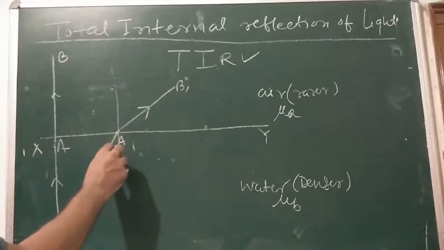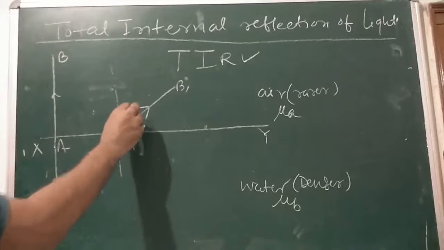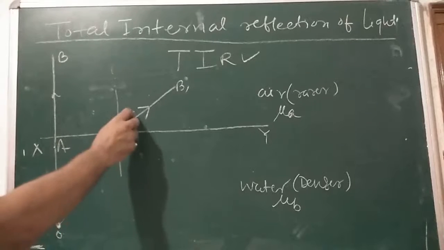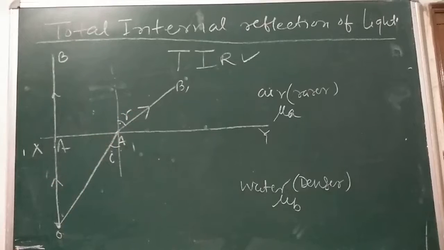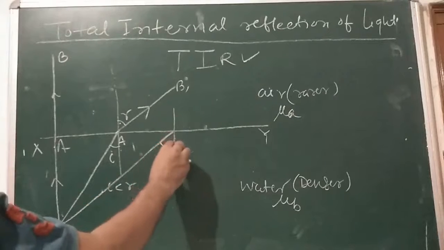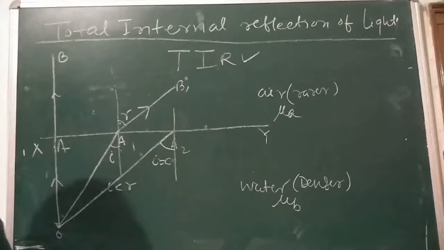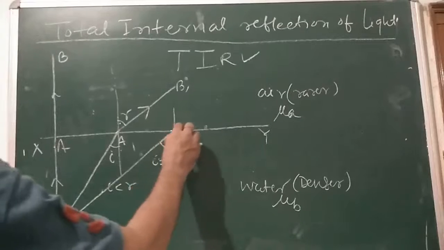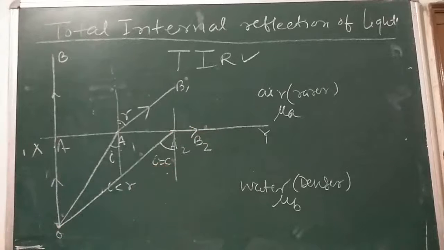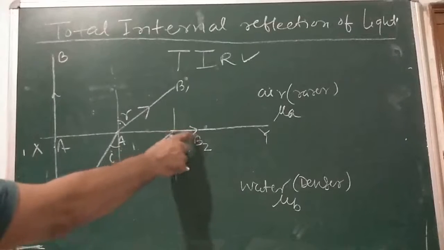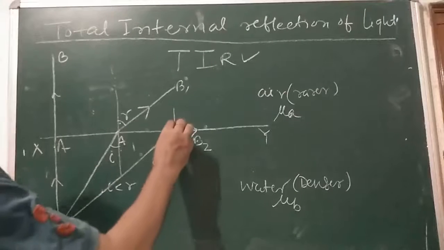Here the angle of incidence is I, and the angle of refraction is R. What we are observing here, the angle of refraction R is greater than the angle of incidence, so I is less than R. For a particular value, take a point A2, this angle here is equal to critical angle C. When I is equal to C, a ray refracts along A2, B2, at an angle R equal to 90 degrees.